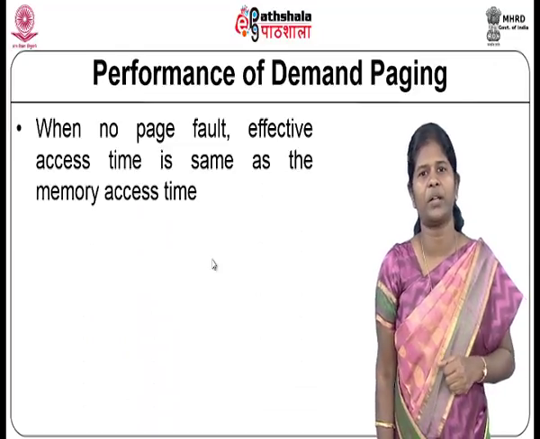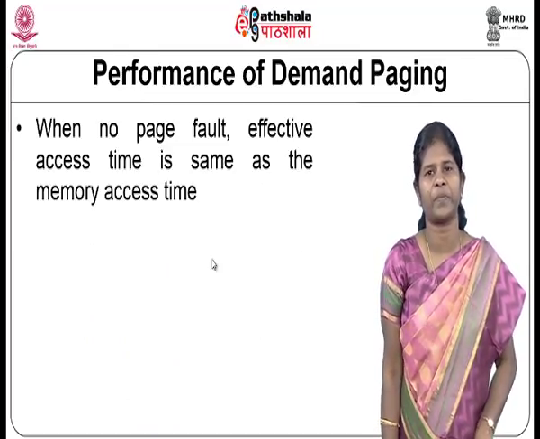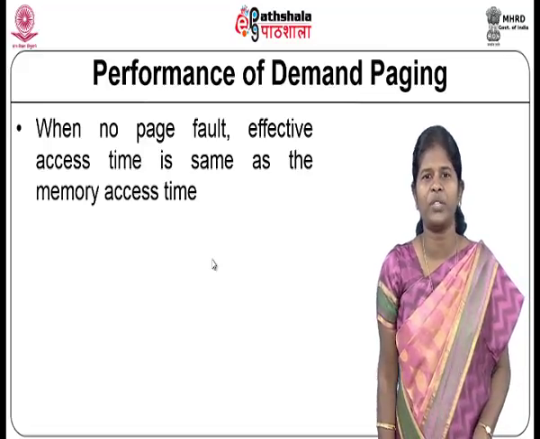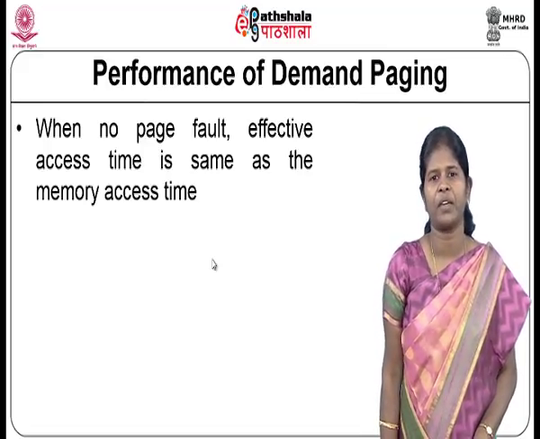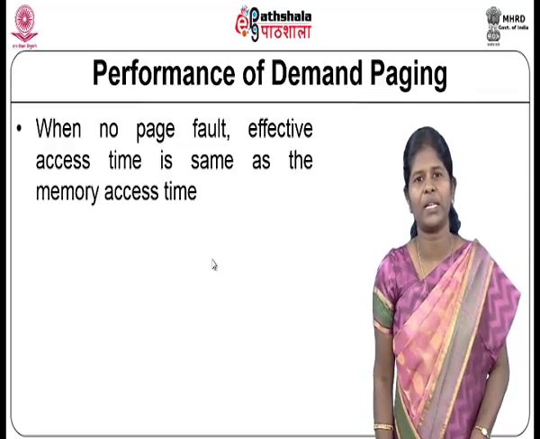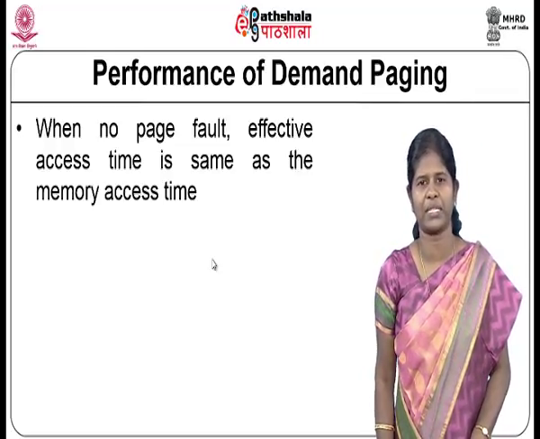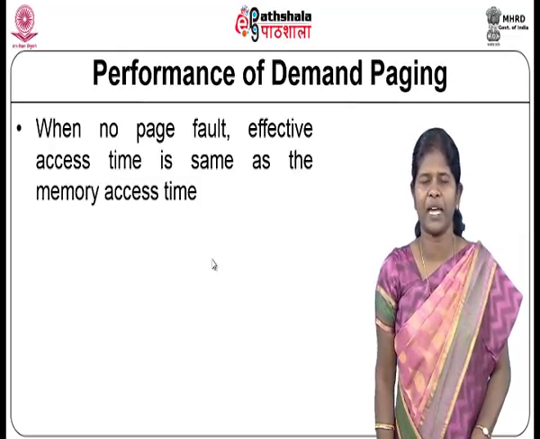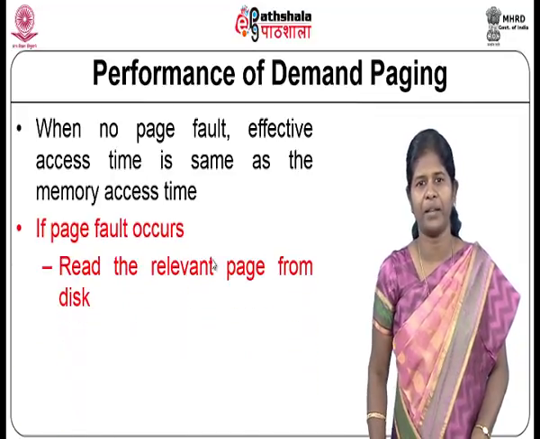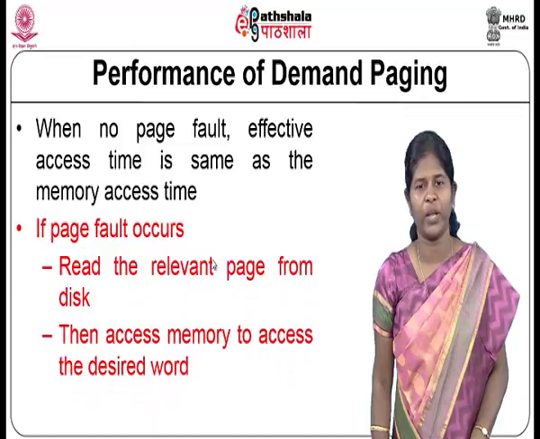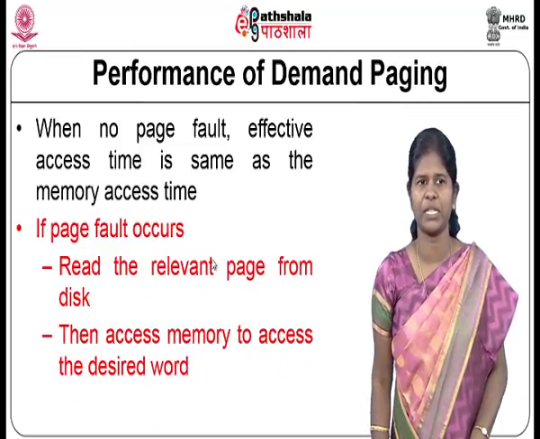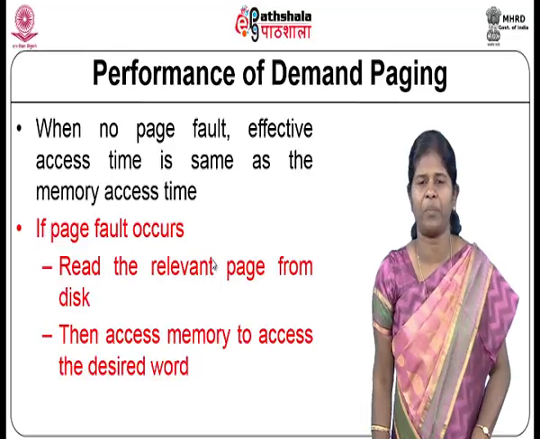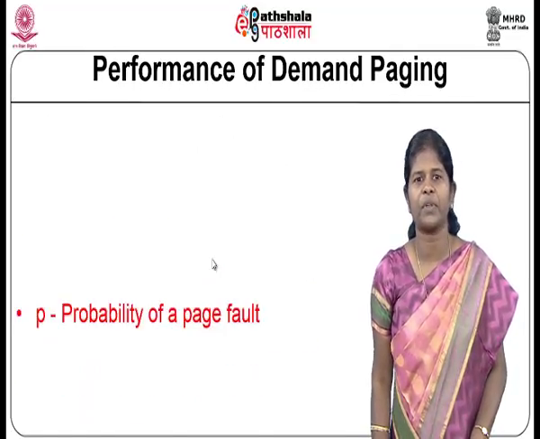When you are learning about the performance of demand paging, we need to understand the effective access time. The effective access time when there is no page fault is the same as the memory access time. That is, you try to access a particular instruction in the physical memory, and that page is present in the physical memory, and the memory access time is the effective access time. But if a page fault occurs, then you need to read the relevant page from the disk, and only then can you access the memory to access the desired word.